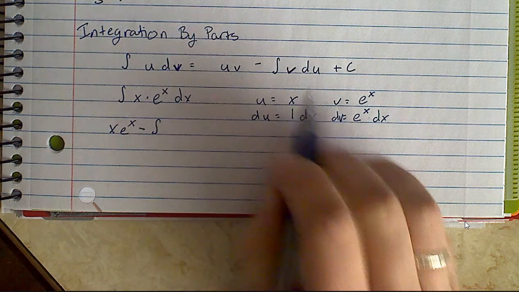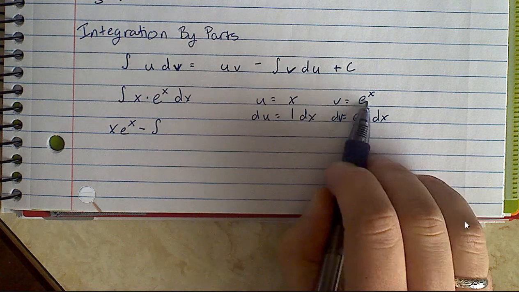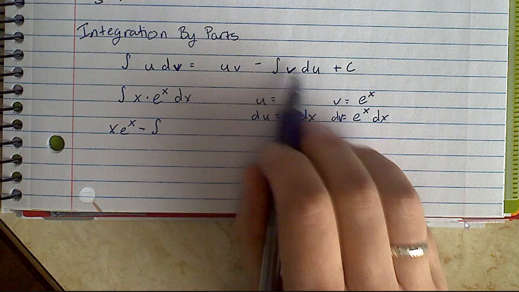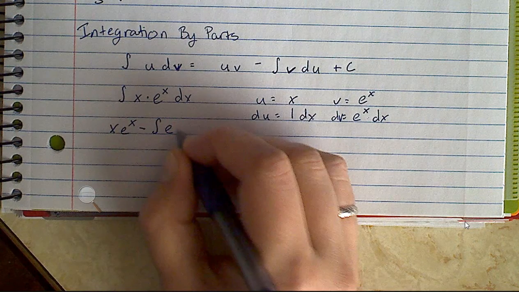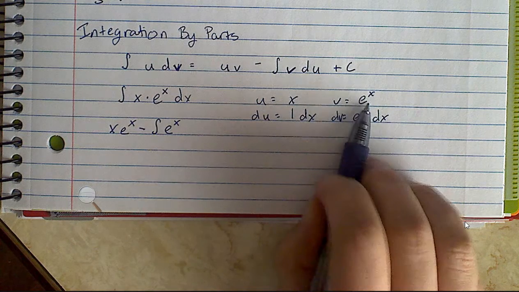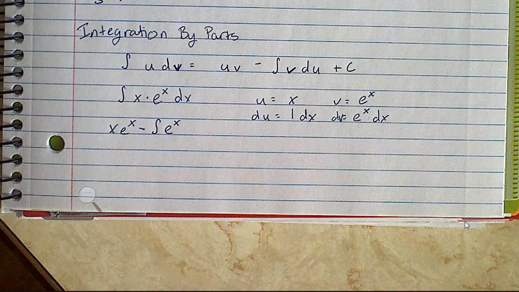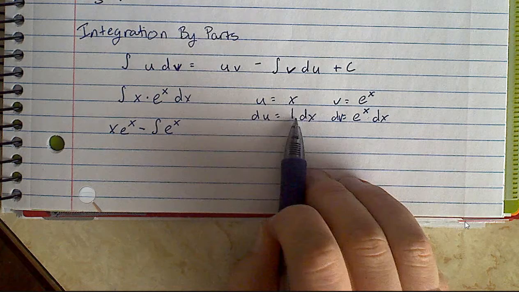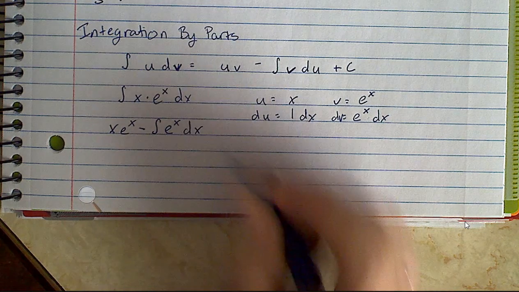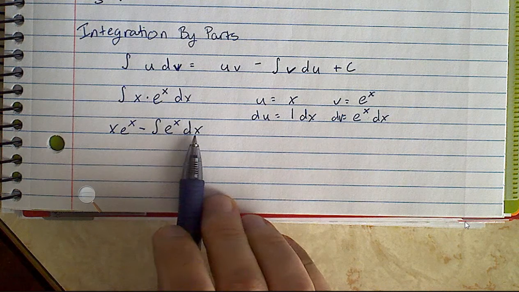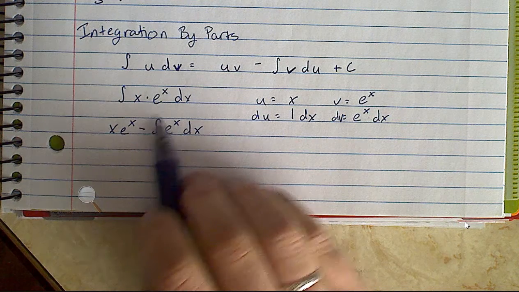And now v is going to be replaced with whatever I found out that v was over here. So the integral of e to the x. And then du I'm going to replace with 1 dx, which is just dx. So e to the x dx. Now I can do the integral of e to the x dx.